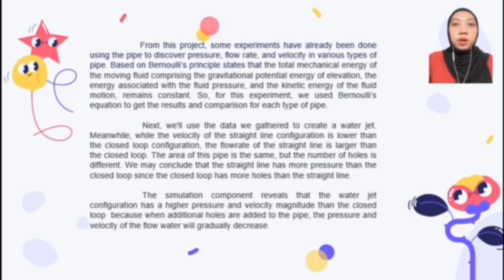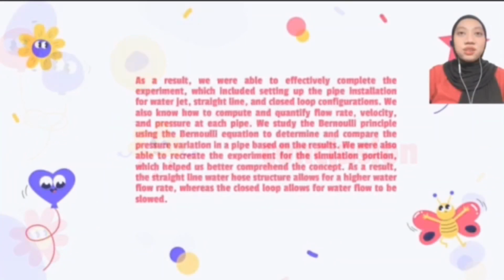The simulation component reveals that the water jet configuration has a higher pressure and velocity magnitude than the closed loop because when additional holes are added to the pipe, the pressure and velocity of the flow water will gradually decrease. As a result, we were able to effectively complete the experiment, which included setting up the pipe installation for water jet, straight line, and closed-loop configurations. We also know how to compute and quantify flow rate, velocity, and pressure at each pipe.